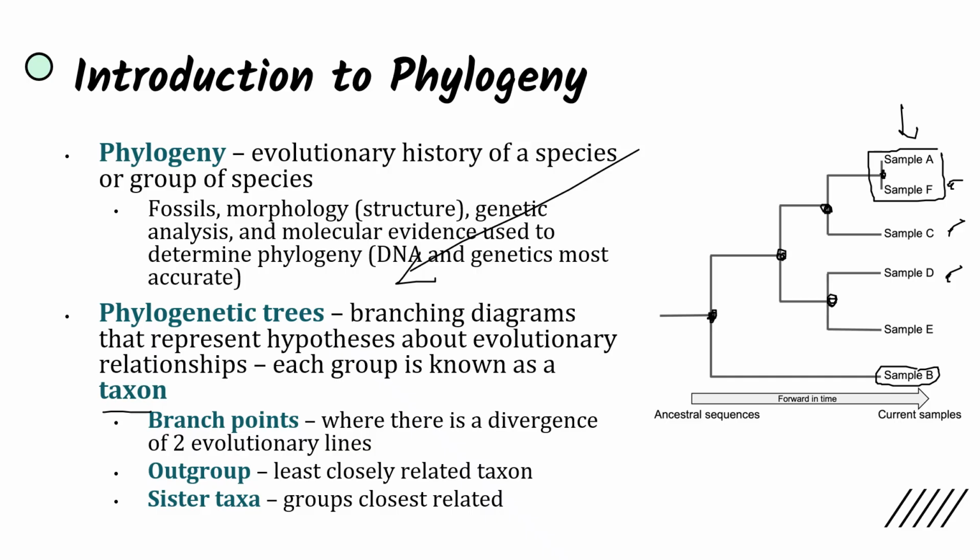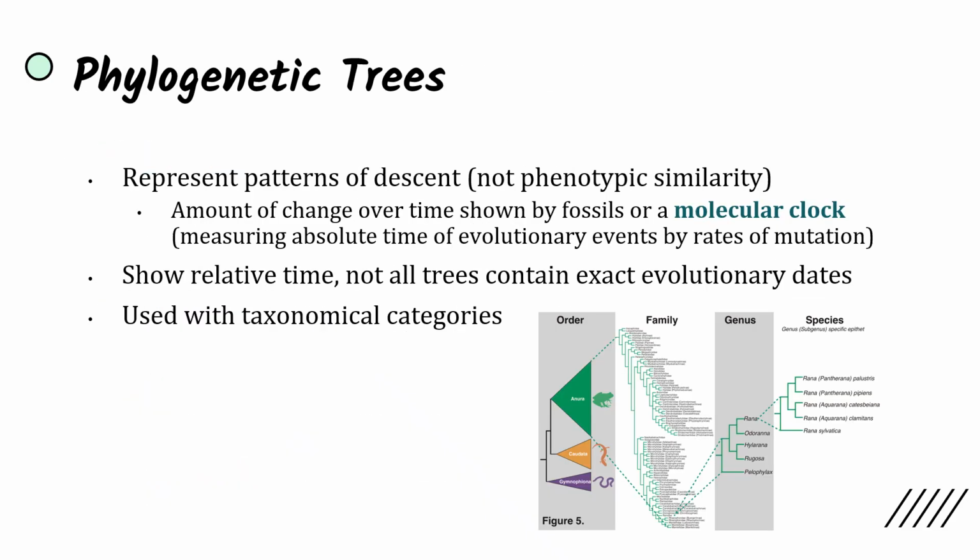And so some phylogenetic trees are going to show time and specific dates. Others will just show in relation to each other. So we know that from this point, sample A and F both evolved from this branch point over here, for instance. And so phylogenetic trees represent patterns of descent. They're not focused on phenotypic similarity, how outward appearance is similar. They're more focused on showing evolutionary relationships.